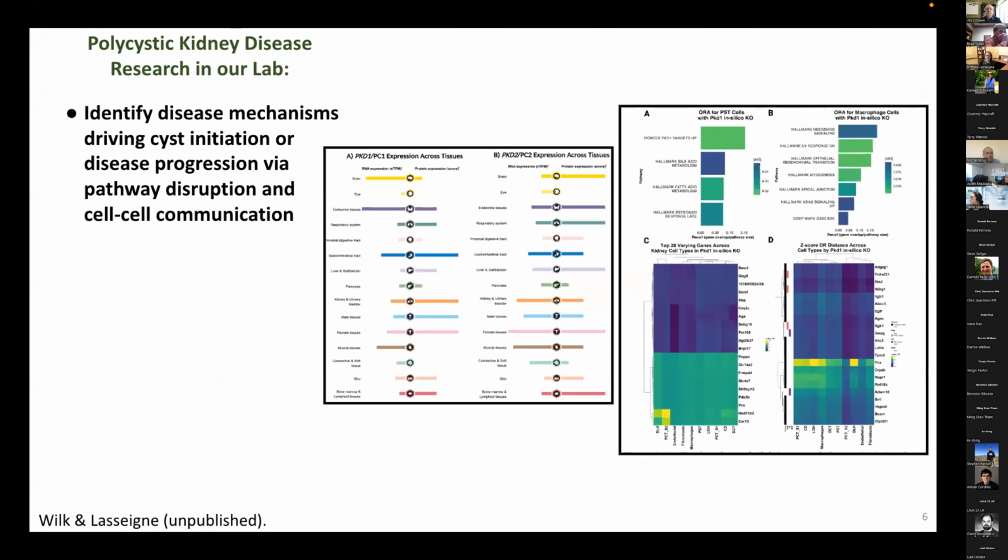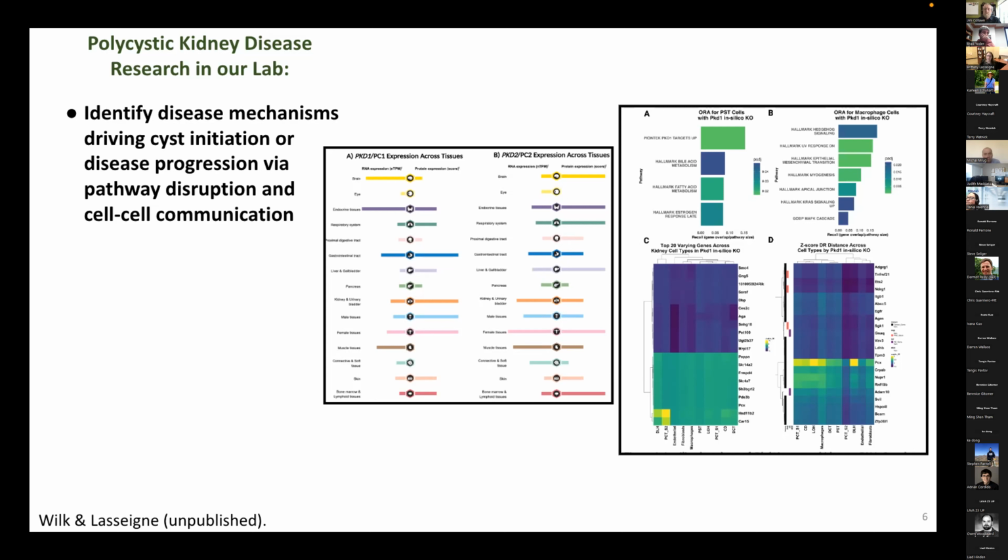What I'm not going to tell you too much about today is some of our work in identifying disease mechanisms driving cyst initiation or disease progression. That's been work done closely with the Yoder, Mrug, and George labs. But as I mentioned before, just in brief, not only is this a multi-system disease, but PKD1, PC1, and PKD2, PC2 are expressed in several different organ systems and many cell types.